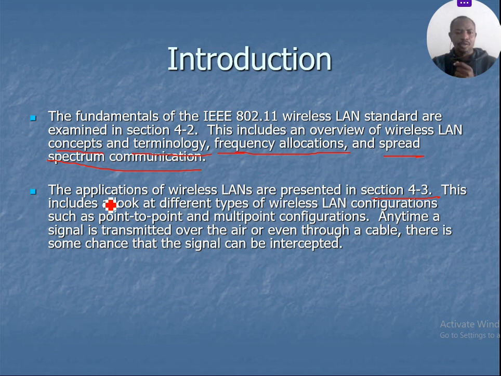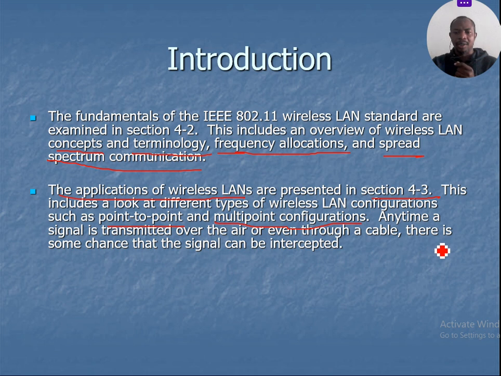So here we will be talking about the application of wireless local area networks, and it includes a look at different types of wireless local area network configurations. We either do point-to-point or point-to-multipoint configurations. So we will look at the point-to-point configuration in chapter 4 part 3. We also look at the point-to-multipoint configuration.